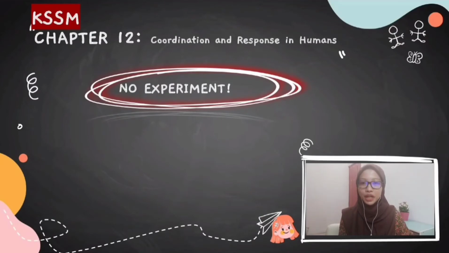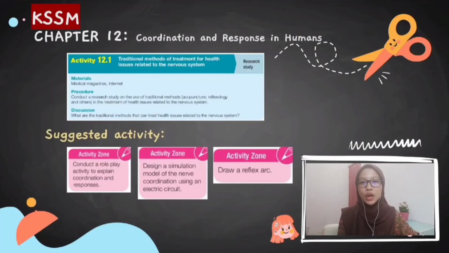Next, chapter 12, coordination and response in humans. Again, this chapter also does not have experiment. However, it suggested the student to do research study on the traditional method such as acupuncture and reflexology in treatment of health issue related to the nervous system. This is a good and interesting research study suggested as people nowadays use alternative method to treat their body. Thus, students can know the benefit and how the traditional method works on our body.